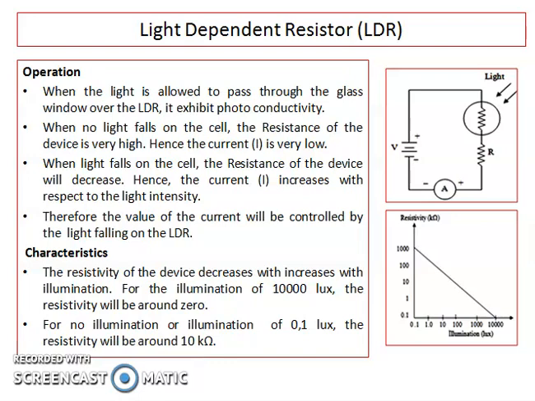And if you look into the characteristic curve, then we can easily find that the resistivity of the device decreases with increase of illumination. For an illumination of 10,000 lux, the resistivity will be around 0. Here we find that the resistivity is nearly equal to 0 for very high intensities of light. For no illumination, or illumination in the range of 0.1 lux, the resistivity will be around 10 kilo ohm. That is, we find a very large value of resistance for no light falling on it.